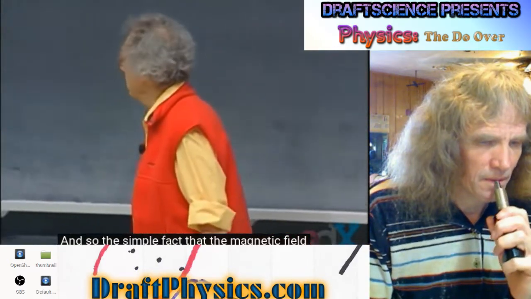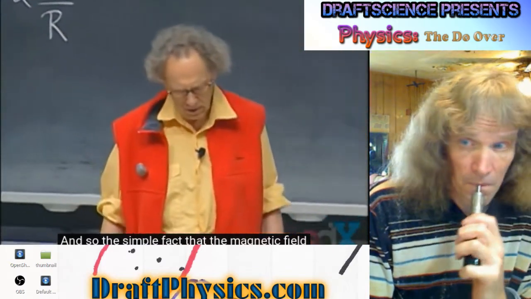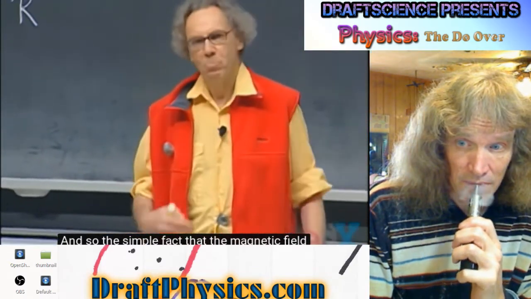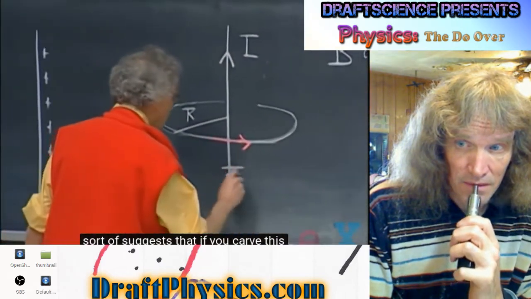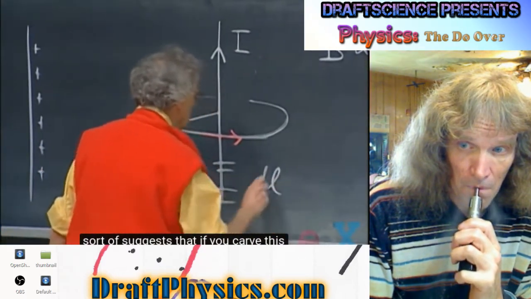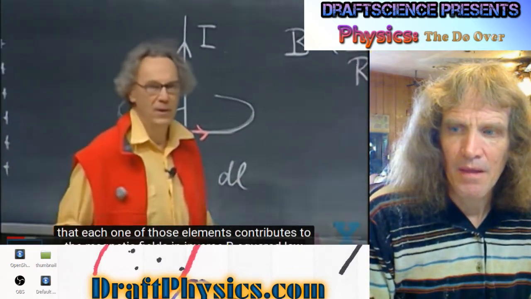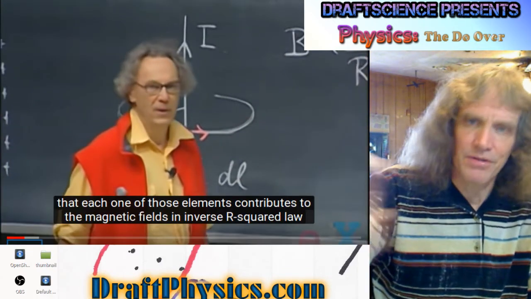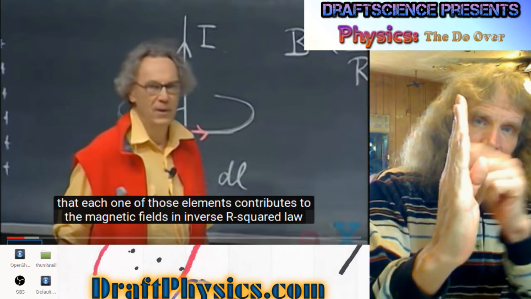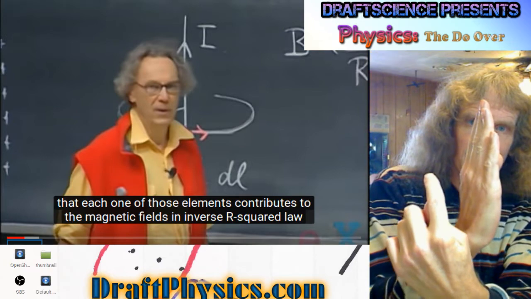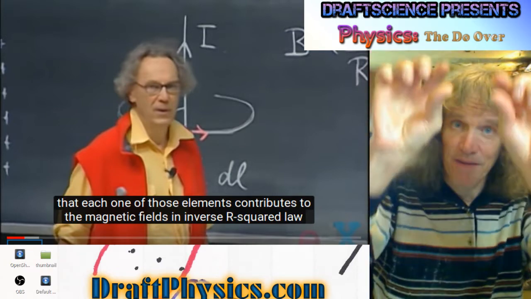And so the simple fact that the magnetic field around a current wire falls off as 1 over r sort of suggests that if you carve this wire up in little elements dl, each one of those elements contributes to the magnetic field. All right, so understand. So from that picture, the current's going this way through the wire. The little magnets are lining up this way, and they're going to move their little magnets up the wire this way with the current.